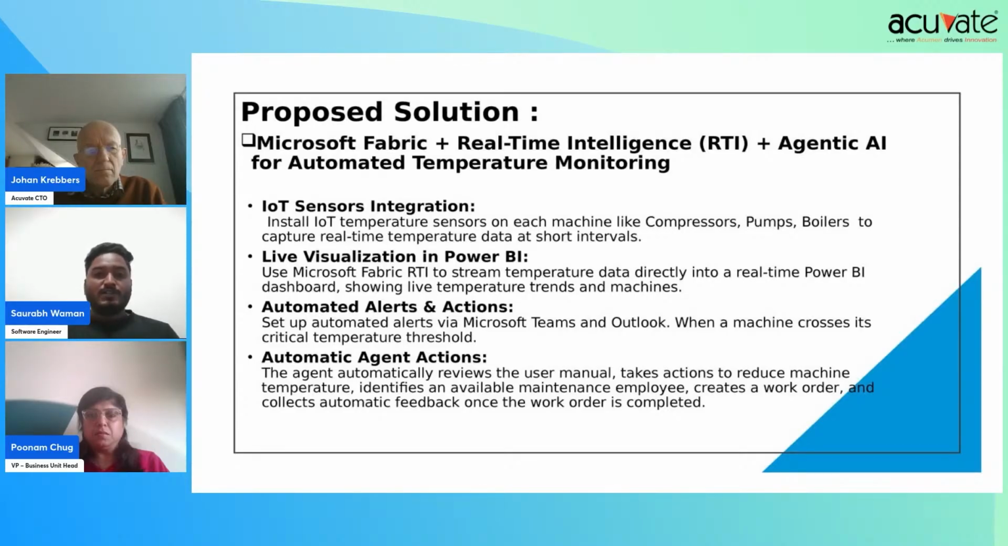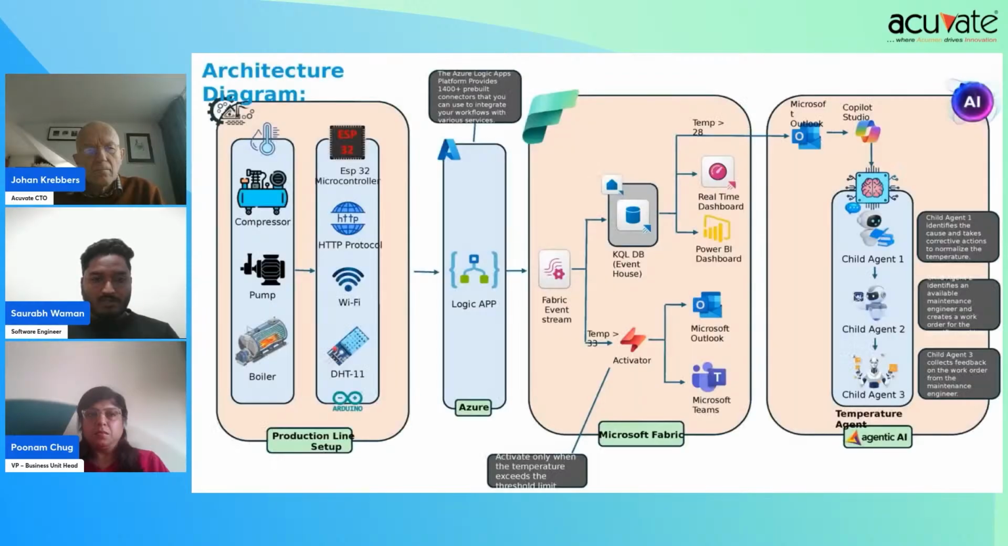And we also included the agentic AI. The agentic AI helps us: it will review the user manual. It will find out the possible causes and what actions we need to take to normalize the temperature. It will search who is available for the maintenance, automatically create a work order for that maintenance person, and send it out by email. So all this action is done by the agentic AI. Yeah, can you take the next slide, please?